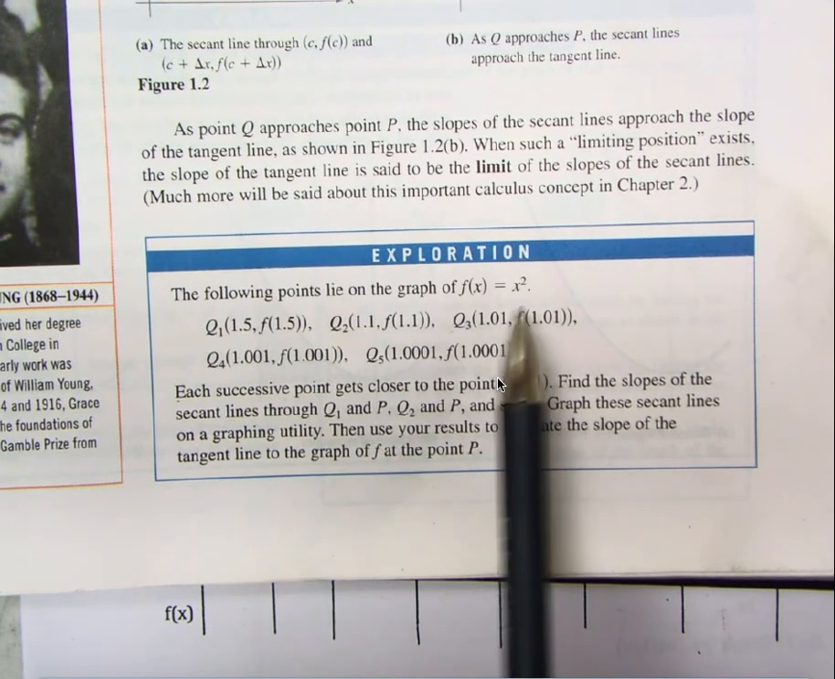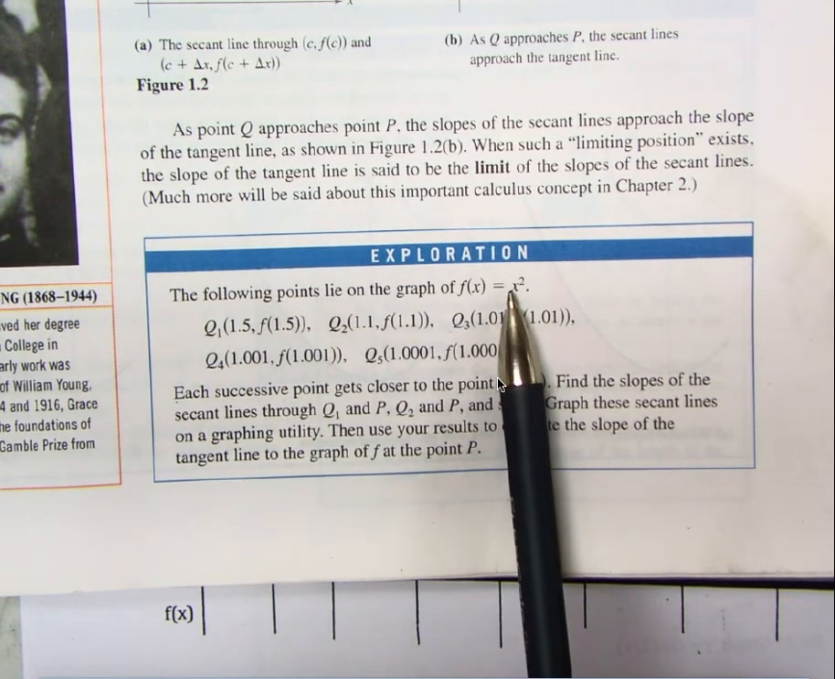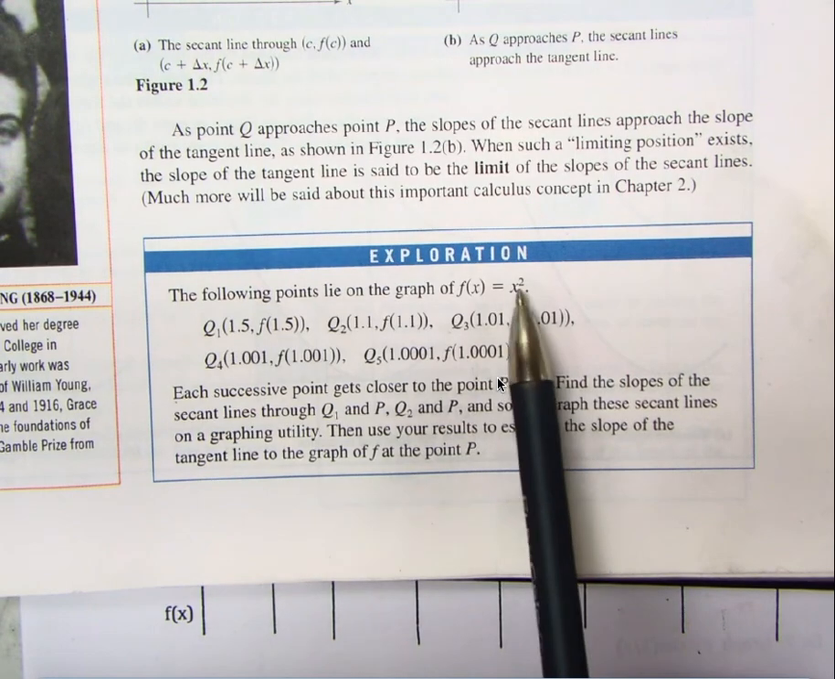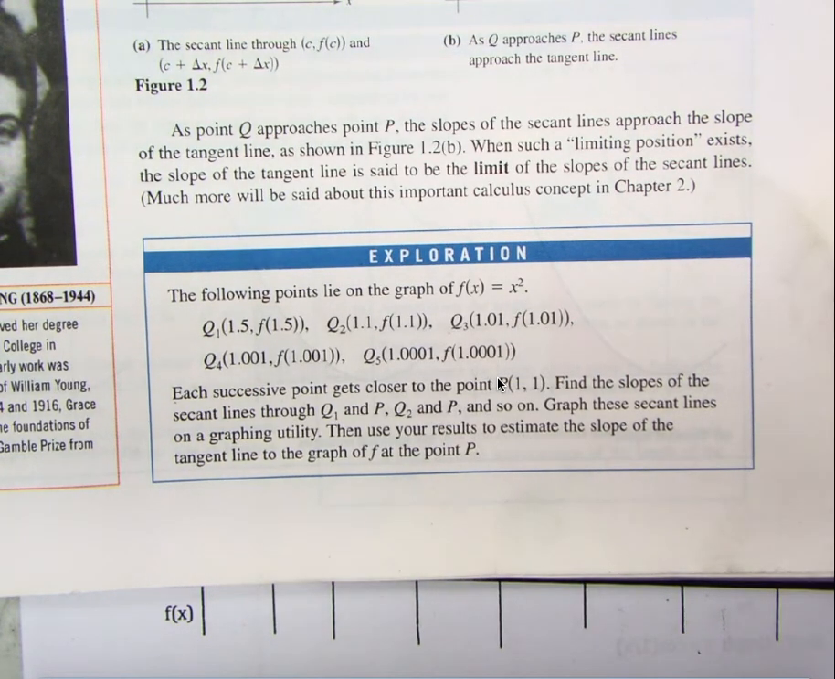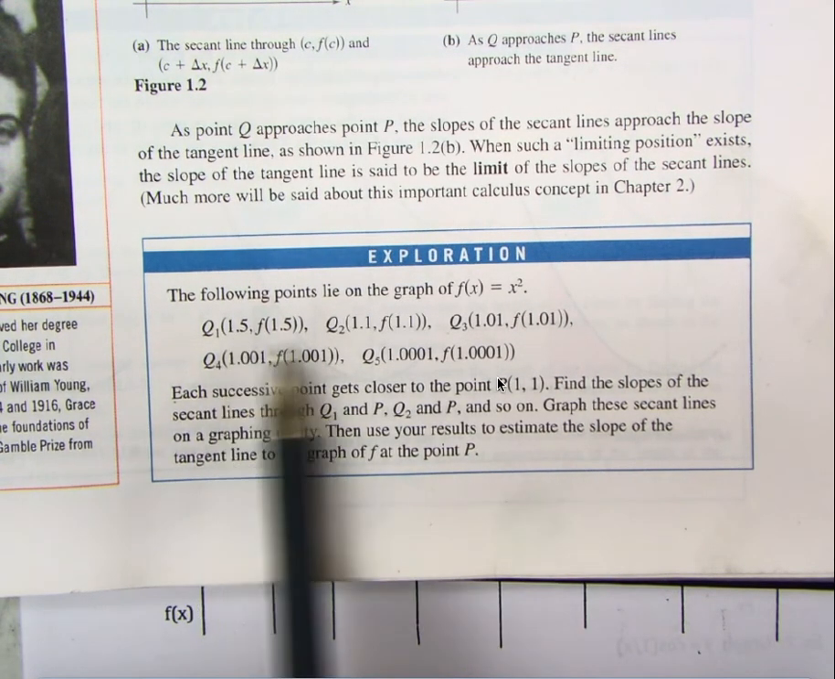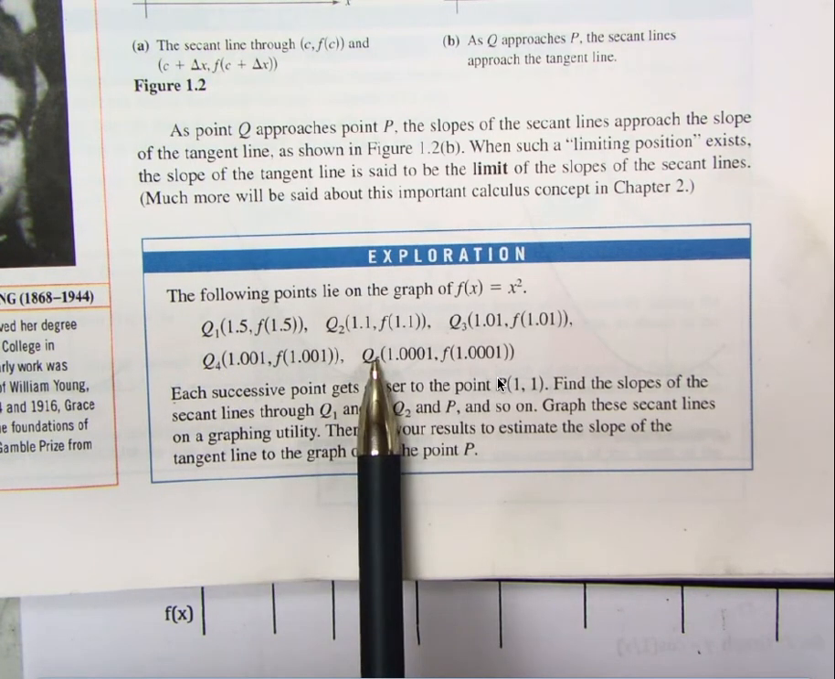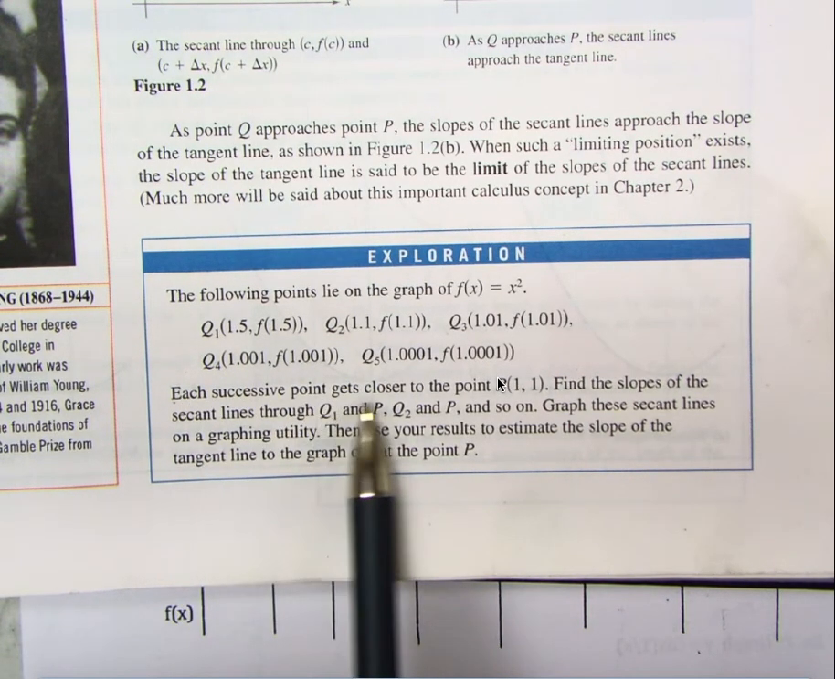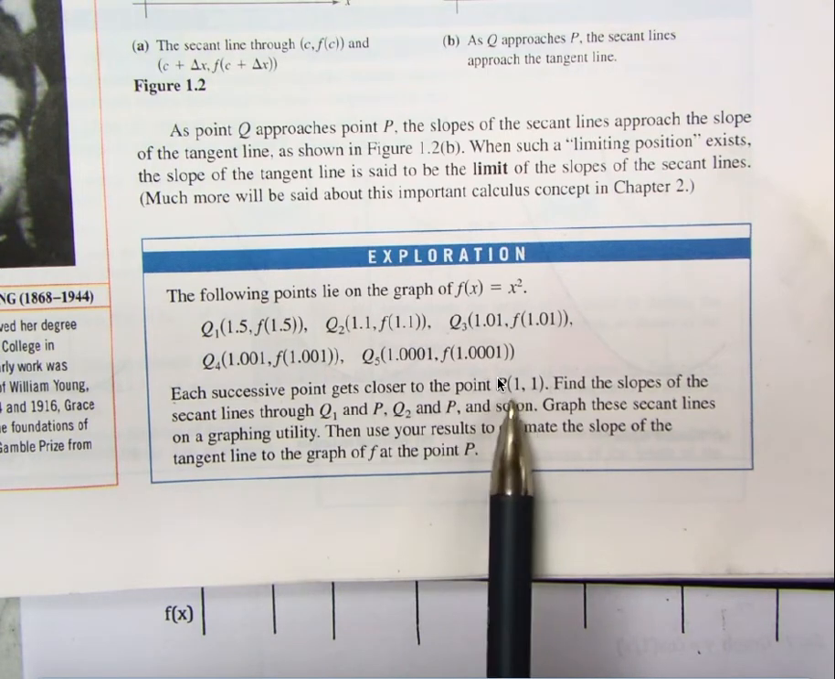So they have this function, y equals x squared, and you don't really have to graph it. I have a rough sketch on the note outline. What they want you to do is they give 5 different ordered pairs, and it says each successive point gets closer to the point 1, 1.